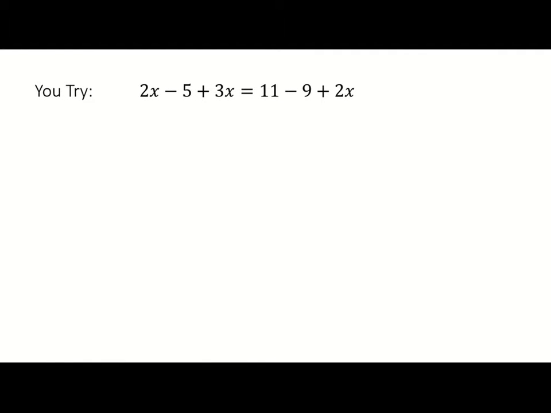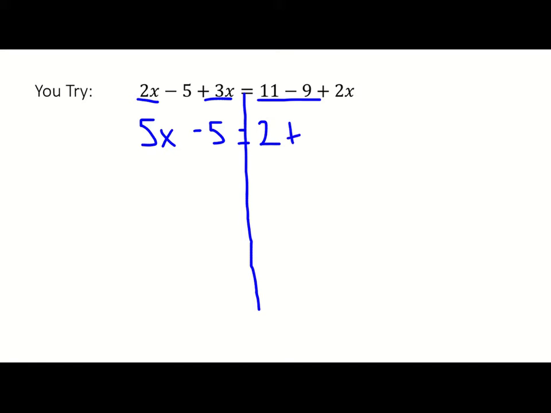To solve this equation, what we first want to do is combine any like terms on the left and the right. On the left, I have a 2x and a 3x. I can add those together since both of those terms have a variable x in them. 2x plus 3x is 5x, and I still have the minus 5. Now that's going to equal, on the right side, I can combine 11 minus 9 because those are just two basic numbers. 11 minus 9 is 2 plus 2x.